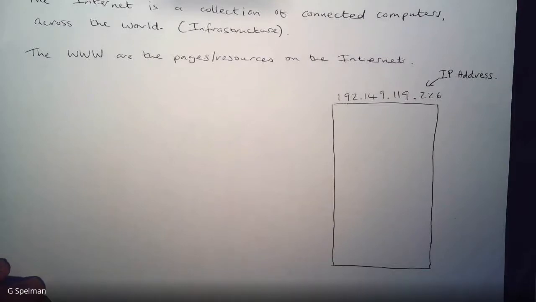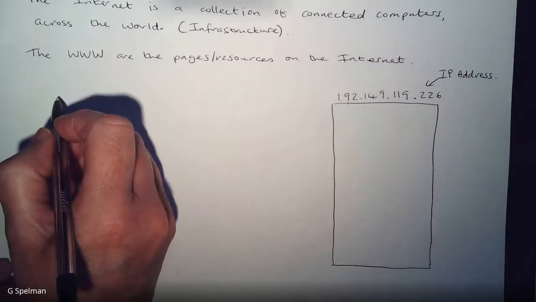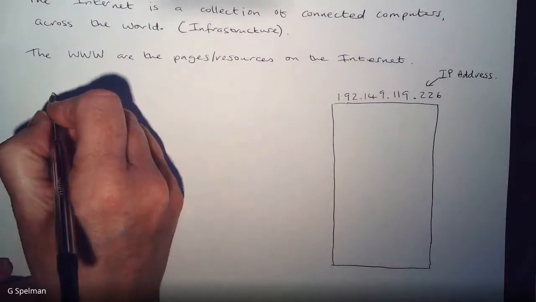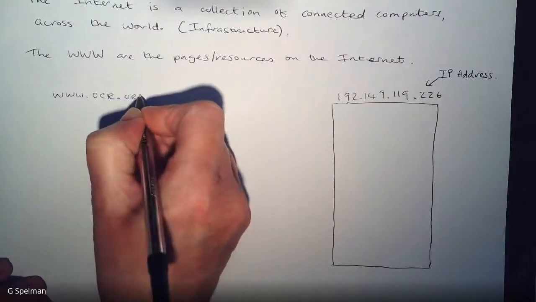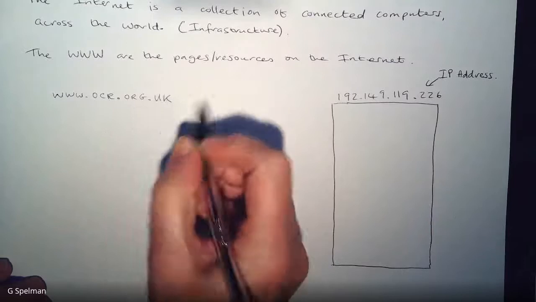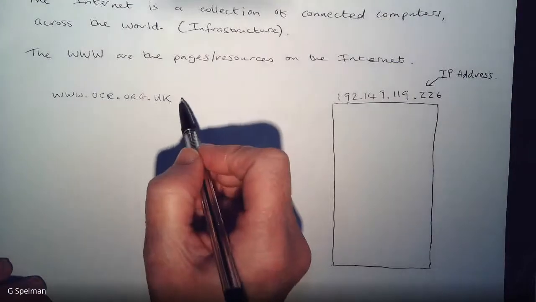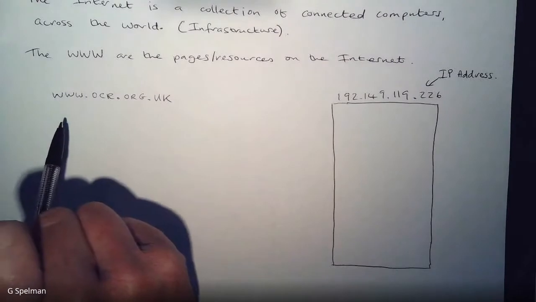However, we typically as humans don't go around learning these numbers ourselves. So we have a much more friendly address that we use, which is called a URL. The URL is a uniform resource locator. And let's just think about how we would access the OCR website. We would type in www.ocr.org.uk. And we would typically add some information to that, like curriculum, past papers, and so on. But right now, we're just putting in the main website URL.